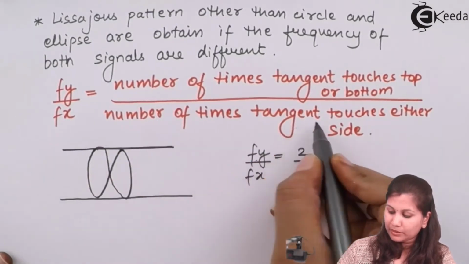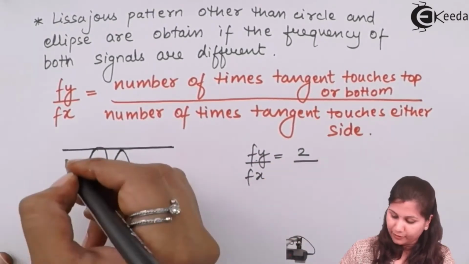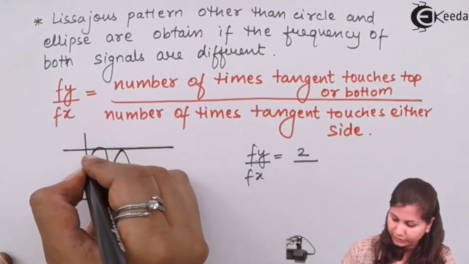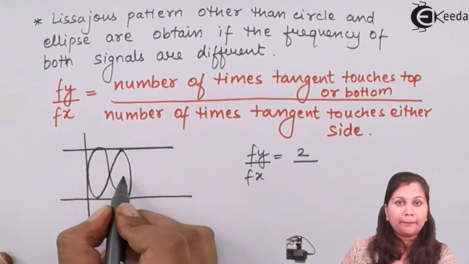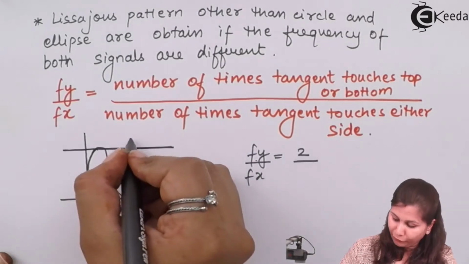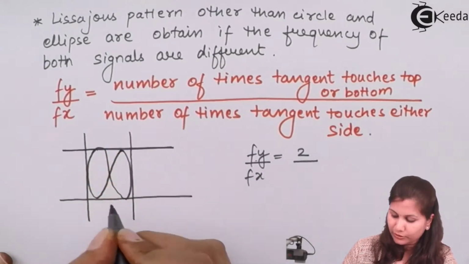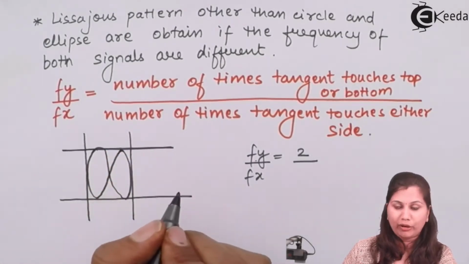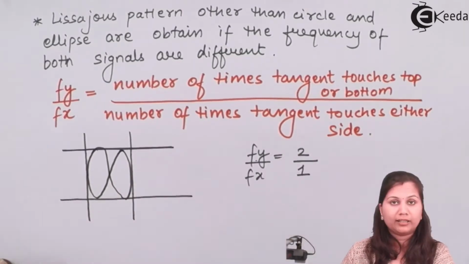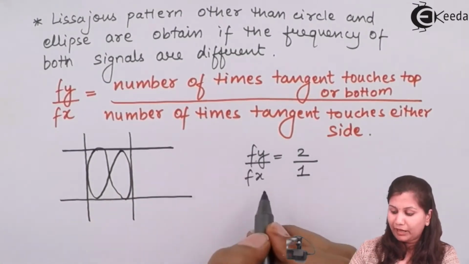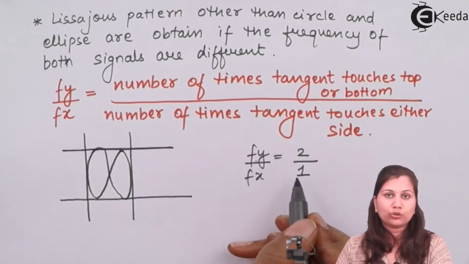Now, the number of times the tangent touches either side. If on this side we draw the tangent, it is touching the pattern at only 1 point. If on this side we draw a tangent, it is going to touch the pattern at only 1 point. So it is 1. So the ratio between Fy and Fx is 2:1.